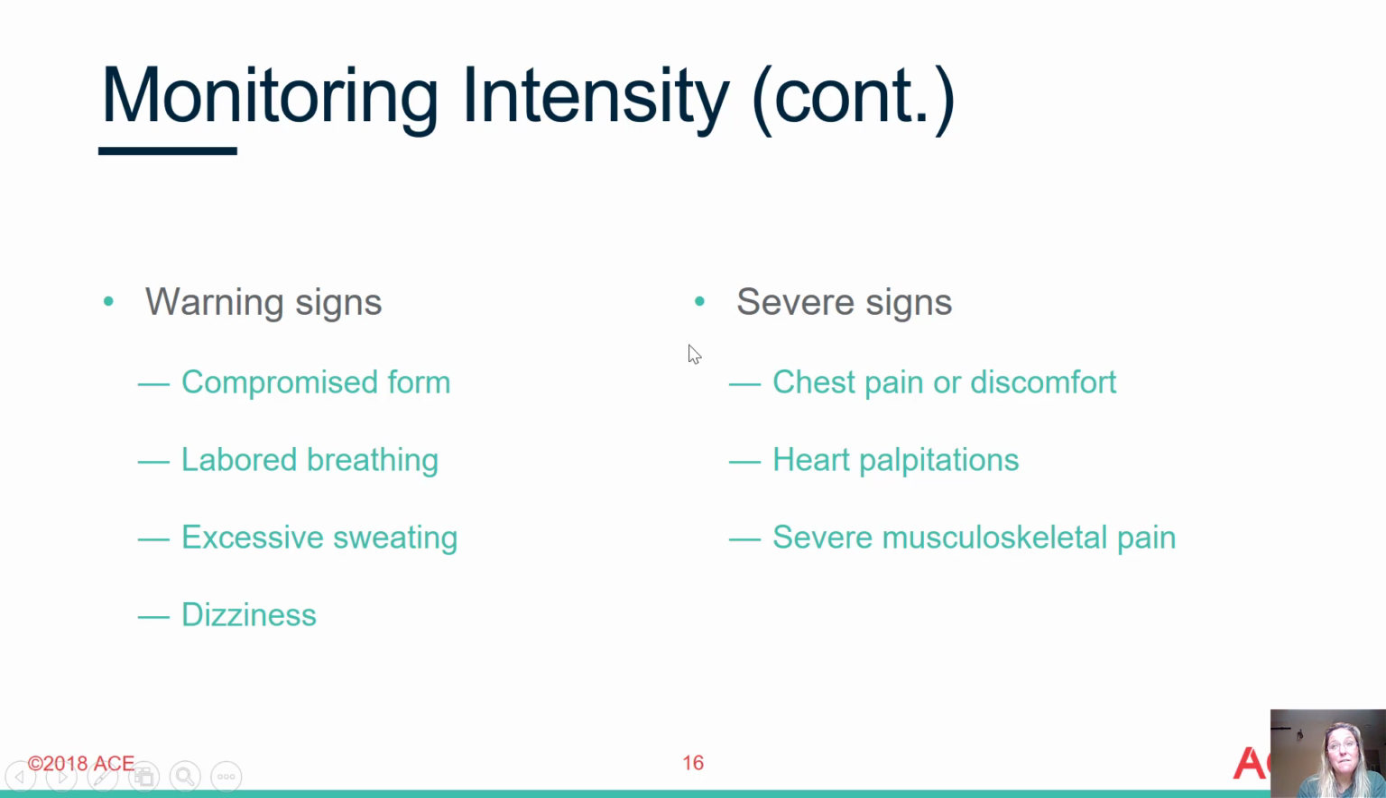Severe signs, when we definitely want to cease exercise and possibly call 911, would be things like chest pain or discomfort, heart palpitations, and severe musculoskeletal pain. So these definitely would be where we would want to call EMS.